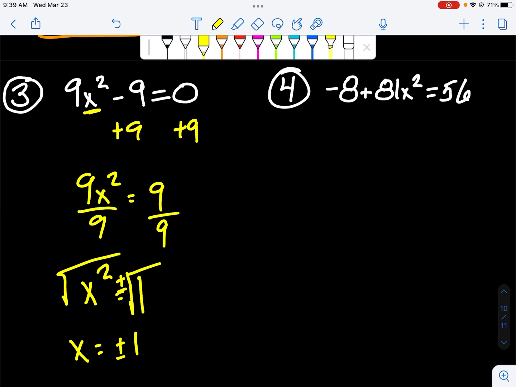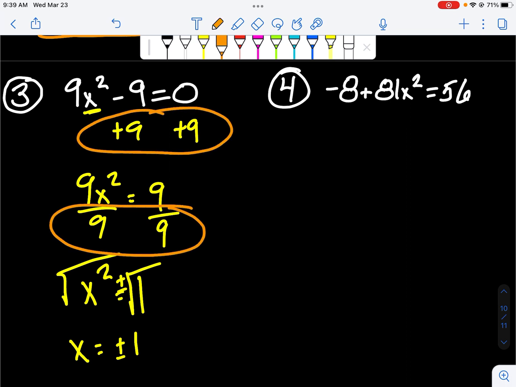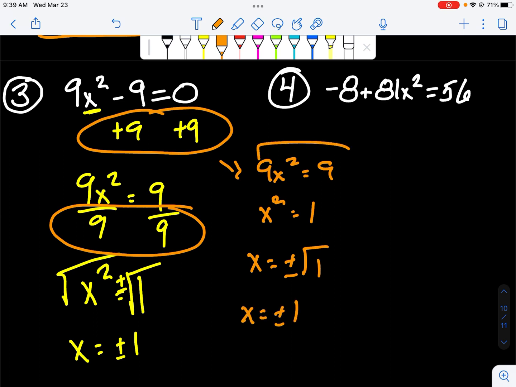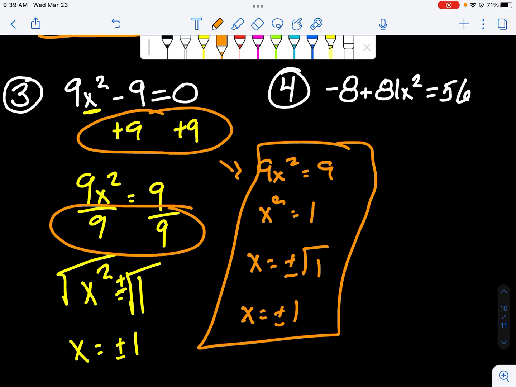Again, the steps I'd expect to see, you don't necessarily have to show this right here or this right here, that plus and minus, but I would at least expect to see something like this. 9x squared equals 9, x squared equals 1, x equals plus or minus root 1, x equals plus or minus 1. This would be the appropriate work. I know there's not a ton of room on the back page, but this would be the appropriate work for that.